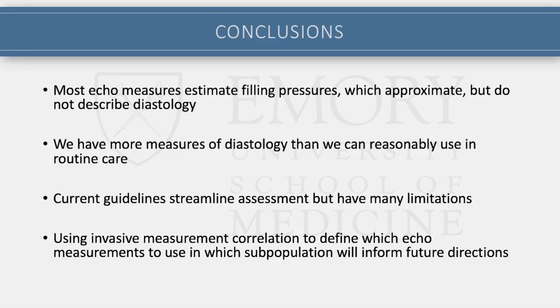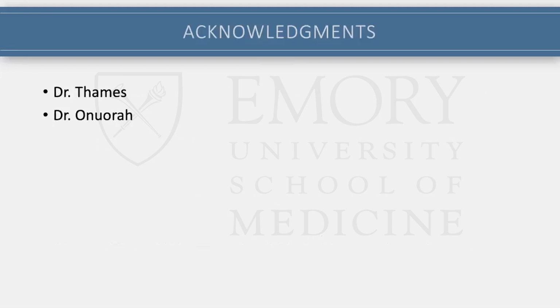And then lastly, my own thought is that using more studies to correlate invasive measurements in certain populations will help us understand which measures are most reliable in which situations. And I think that's going to help us understand when some of these measures are reliable and when the newer measures like LA strain and LV diastolic strain could be useful for assessing diastology.